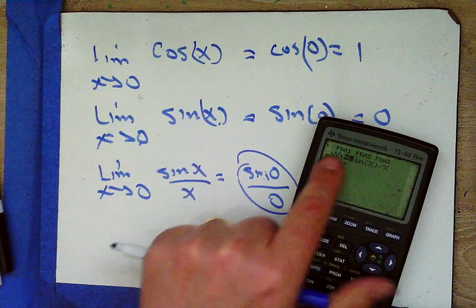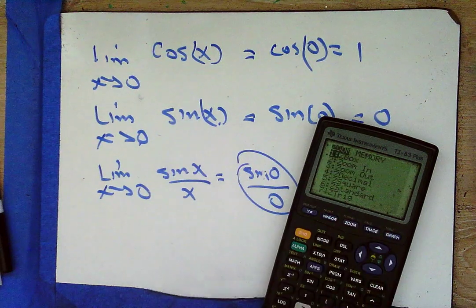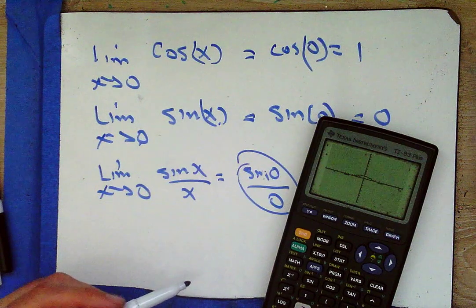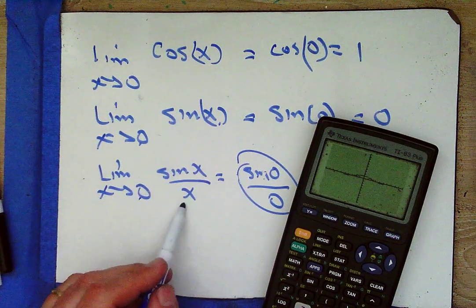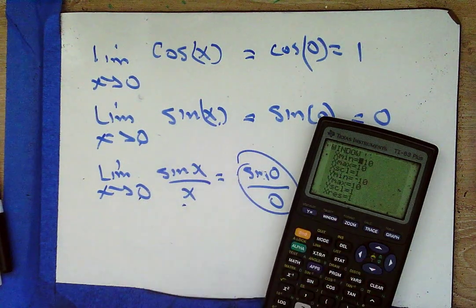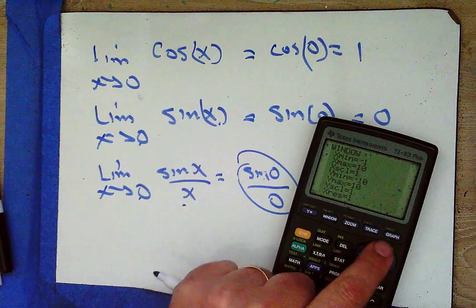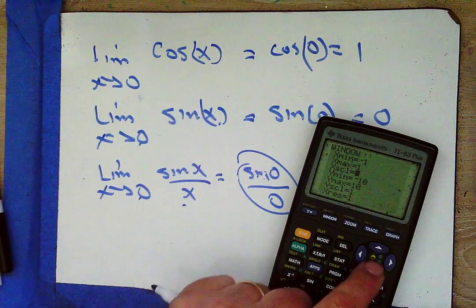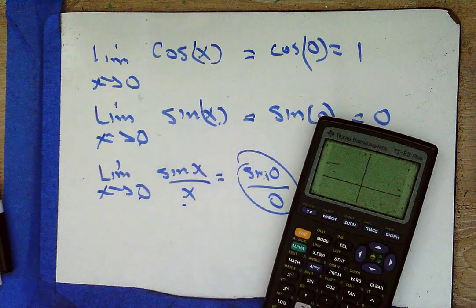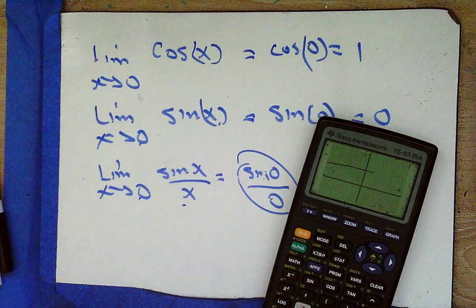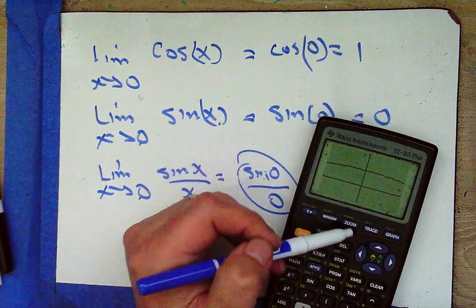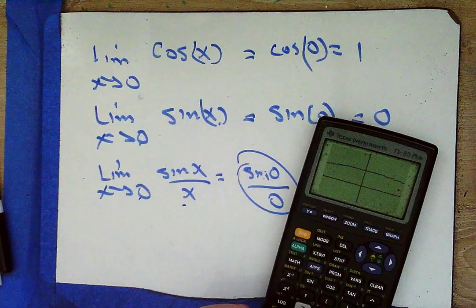I could also come over here to my graph, and if I do zoom standard, as x approaches 0, what's the value? We'll see as x approaches 0, I seem to be at a value of 1. But let's just confirm that by going and changing our window, 1 to 2 graph. Yeah, so that's 2, that's 1, that's 0, and the limit is 1.